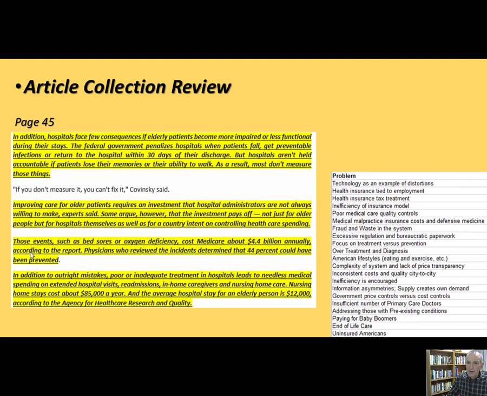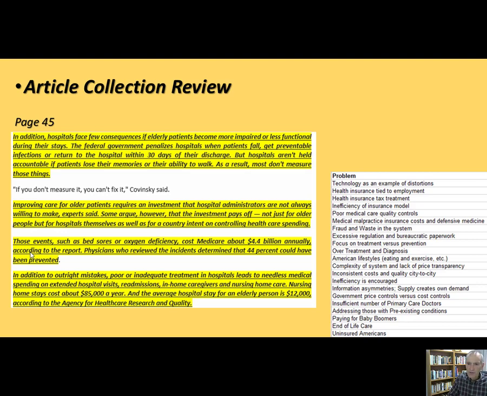The federal government penalizes hospitals when patients fall, get preventable infections, or return to hospitals within 30 days, but hospitals aren't held accountable if patients lose their memories or the ability to walk. So they only measure the things that are important to hospitals' billing systems. They don't measure the things that are important to the patient. And we'll get into that with Michael Porter and his approach to outcome-based medicine.